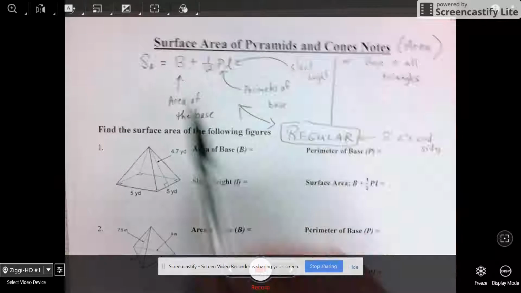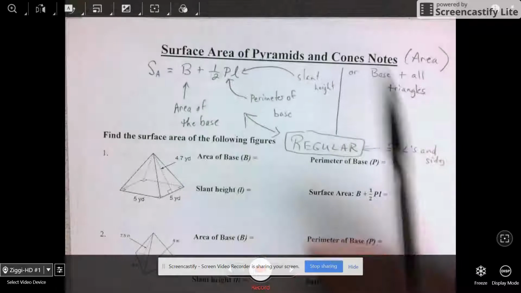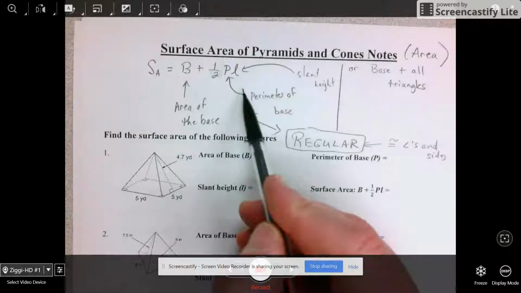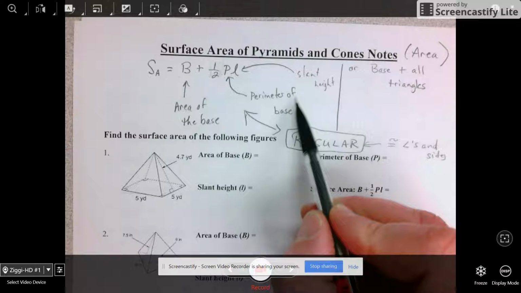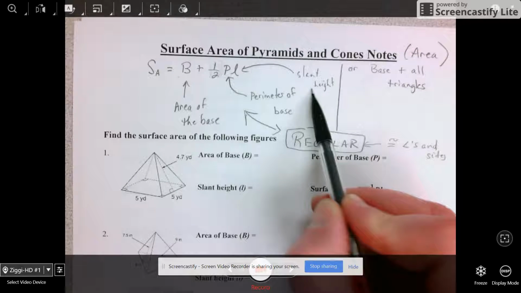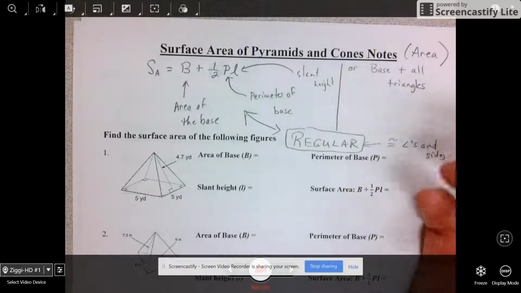And we have a formula for surface area. It's B plus 1/2 PL. And I labeled on there what those things are. But P is the perimeter of the base, similar to what we did before with the prism. And L is the slant height. So if you know those things and you know the area of the base, you can use that formula.